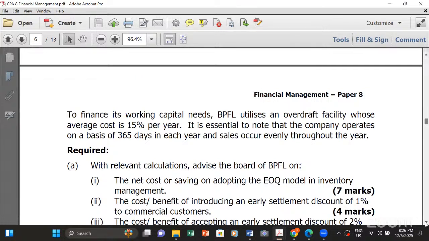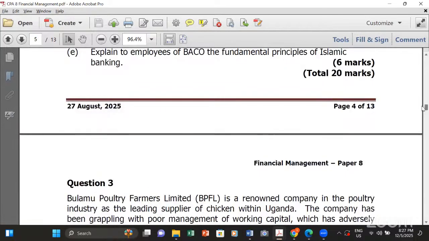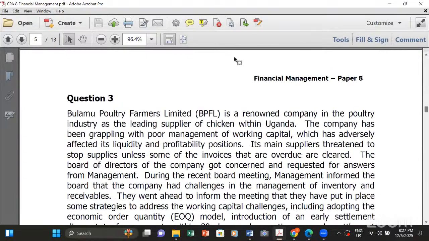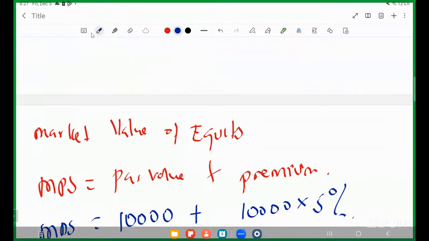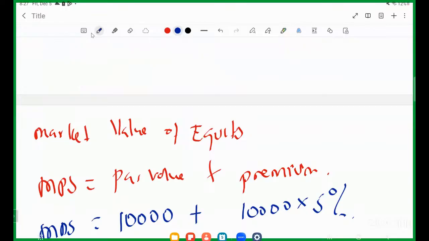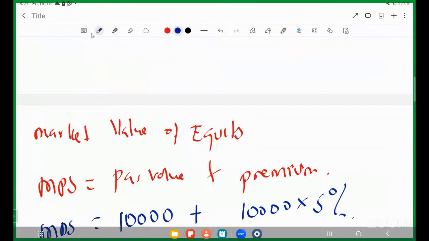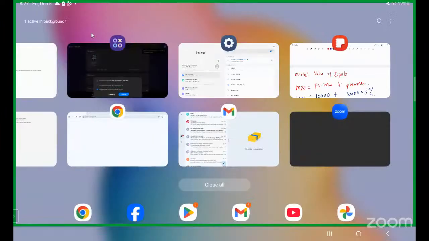Of course, they are going to be done in parts. They first asked us on EOQ. Let's go and do our computation. We are doing question 3 of August 2025. You guys are seeing my screen? Yes. Okay. Now, let's go and do our numbers.